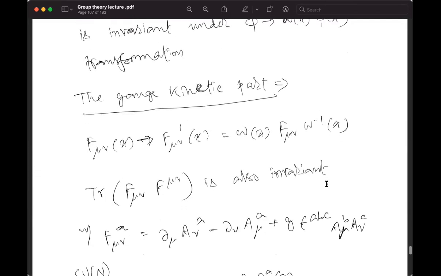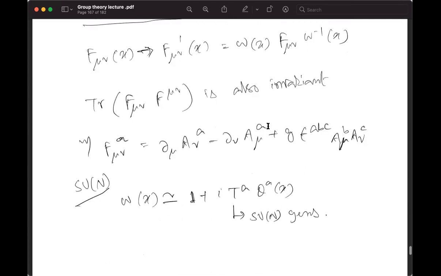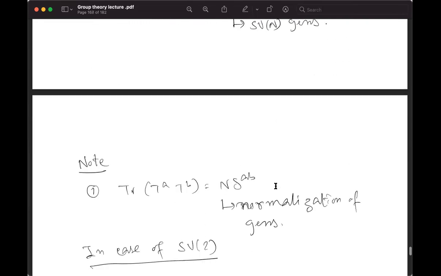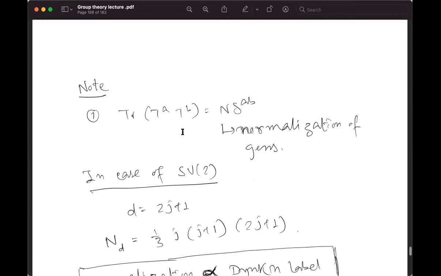What about the gauge kinetic part? F_μν' transforms as Omega F_μν Omega inverse, such that the trace of F_μν squared also remains invariant. F_μν for non-abelian SU(N) gauge theory is given in this way, where A is the gauge field. Omega is basically 1 plus i T^a theta^a(x). The T^a are the generators and the theta^a are the parameters of this transformation. Note that the trace of T^a T^b is proportional to delta^{ab}, which is the normalization of the generators.